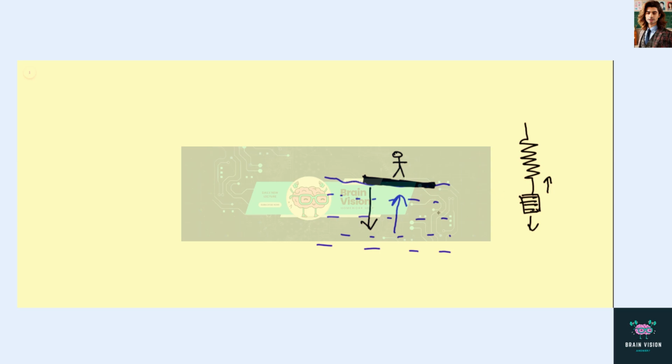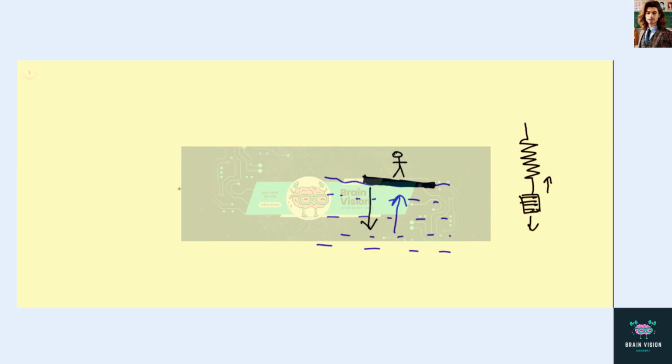So when the man steps off the raft, the restoring force tries to push the raft upward because this force is now not present anymore. So that's why the buoyant force that's present here will try to push the raft upward, and that way the raft water system will act like a spring.